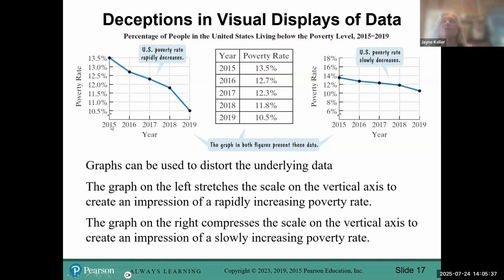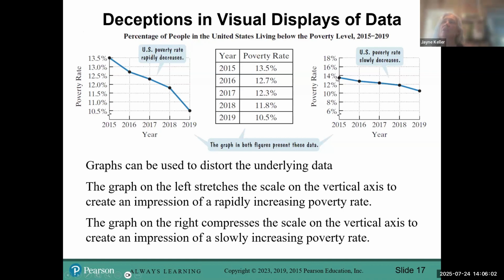Both of our graphs, the graph on the left and the graph on the right, have the years on the horizontal axis, and they both have the poverty rates on the vertical axis. But look what this one did. This one went up by 0.5, so it goes from 10.5 to 13.5. So this looks like, wow, in those 4 years we were really bringing down the poverty rate.